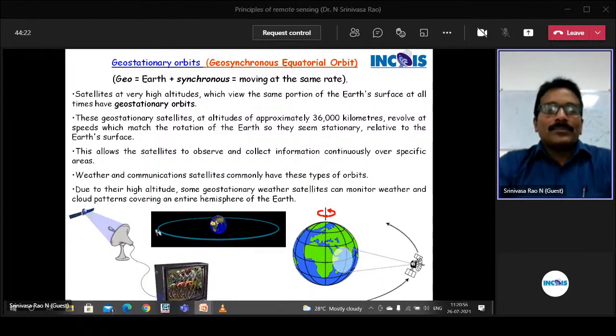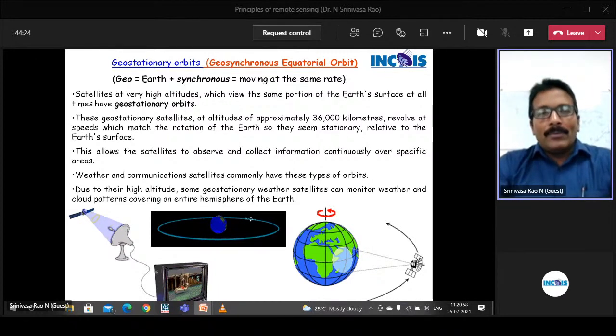Now, what is the purpose of weather satellites? If you come to this figure, after launching my satellite in geostationary orbit, if I focus on a particular area of interest over the Earth, throughout its lifespan my sensor looks at that particular location continuously.